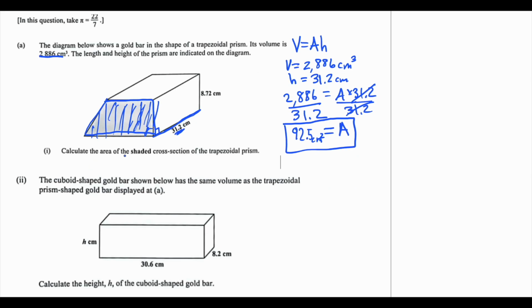The next part of the question says, calculate the height of the cuboid-shaped gold bar. It says here that the cuboid-shaped gold bar shown below has the same volume as the trapezoidal prism-shaped gold bar displayed in A. So this here has the same volume. What we need to figure out now is what is the height? So what is the volume of a cuboid? How do we calculate the volume of a cuboid, and then figure out what the height is? Let's see what y'all come up with on this one.